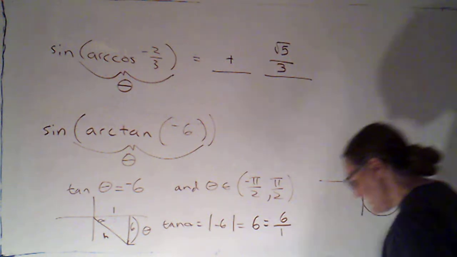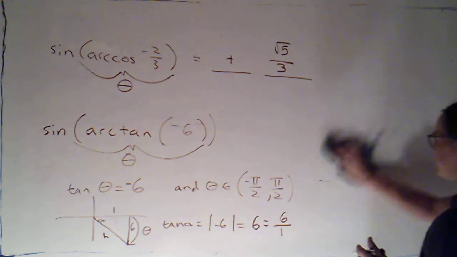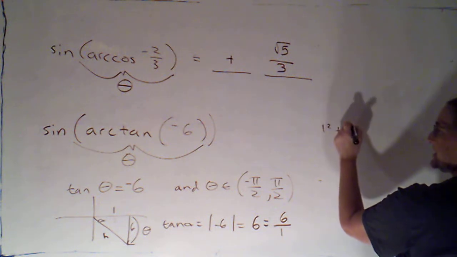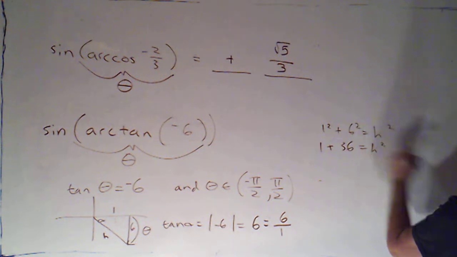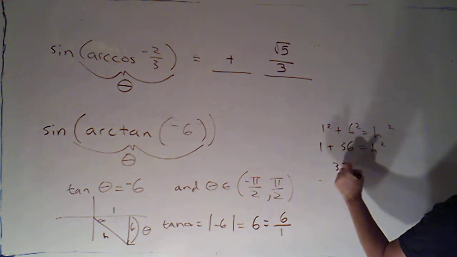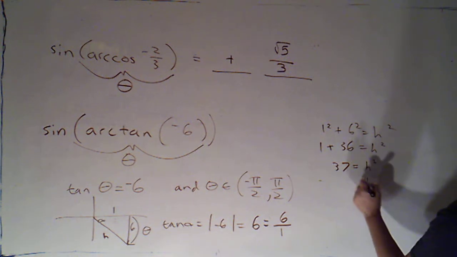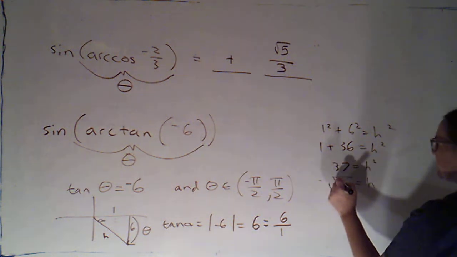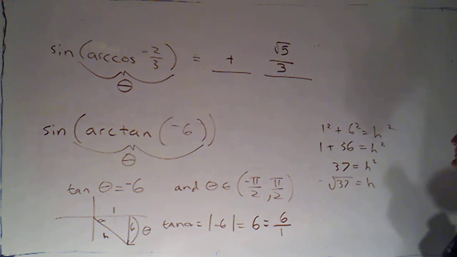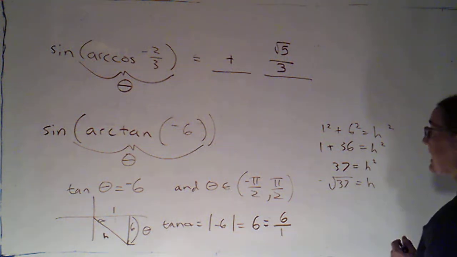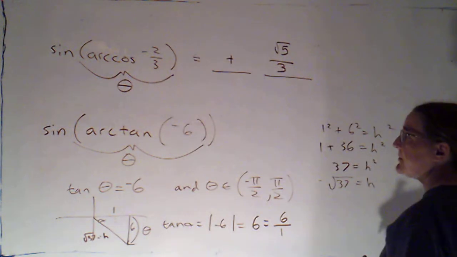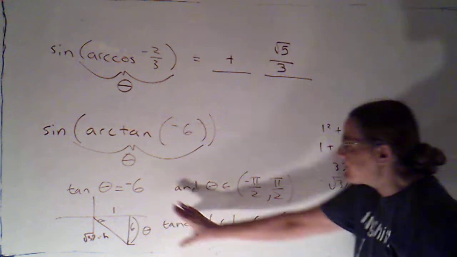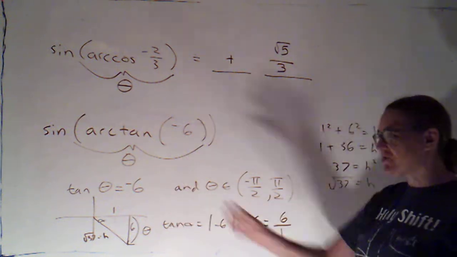So now I can say, 1 squared plus 6 squared equals h squared. 1 plus 36 equals h squared. 37 equals h squared. H would be the positive square root of 37. And the hypotenuse is always positive, even if you're drawing in signed sides. Okay, excellent. So now I've got my picture that shows me the quadrant and has the triangle labeled.